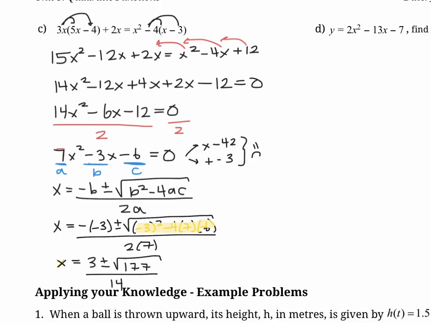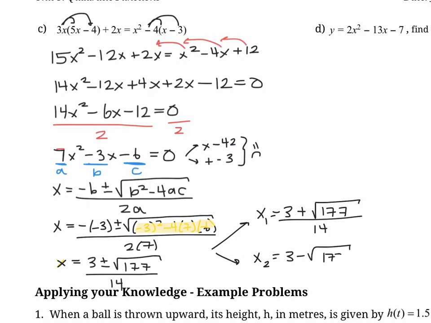If we want to, we could write it as 2 separate answers. So we have 2 answers for x. Our first value of x, or our first solution, is 3 plus root 177 over 14. And our second value of x is 3 minus root 177 over 14.